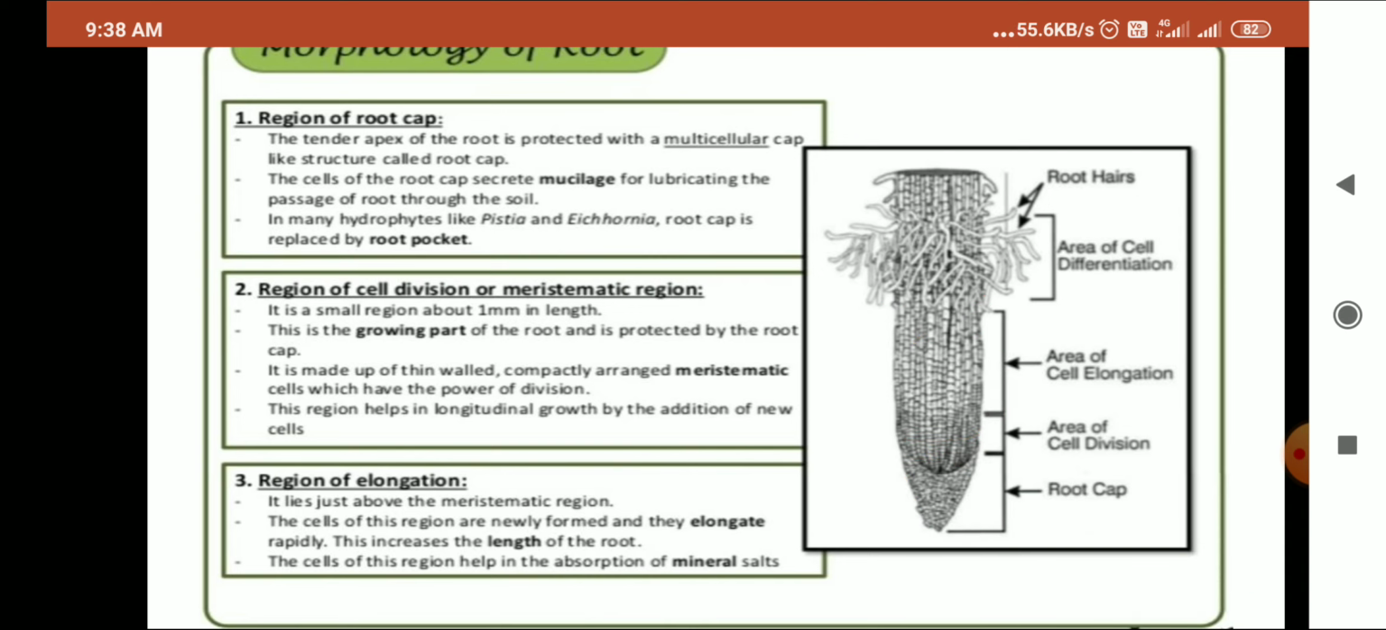The root cap is a multicellular cap-like structure that secretes mucilage for the lubrication of the passage of the root through the soil. The region of cell division is the growing part of the root and is protected by the root cap. It contains compactly arranged meristematic cells. The region of elongation lies just above the meristematic region. This region elongates very rapidly and is involved in increasing the length of the root.